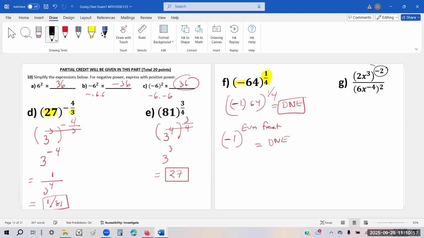Step 1, distribute individually. Distribute. So we get 2x cubed, 6x to the negative 4. These are the bases. The numerator has negative 2 power, but the denominator has positive 2 power.